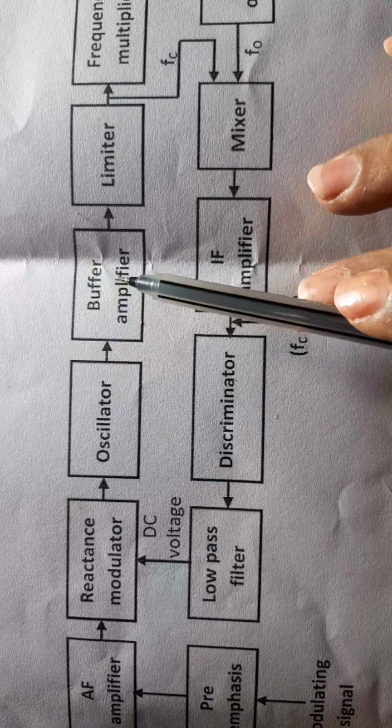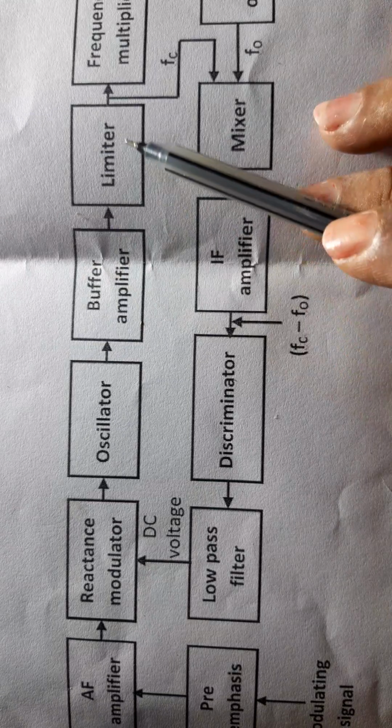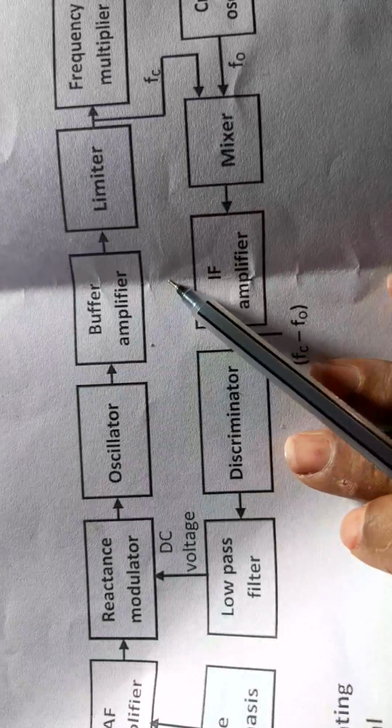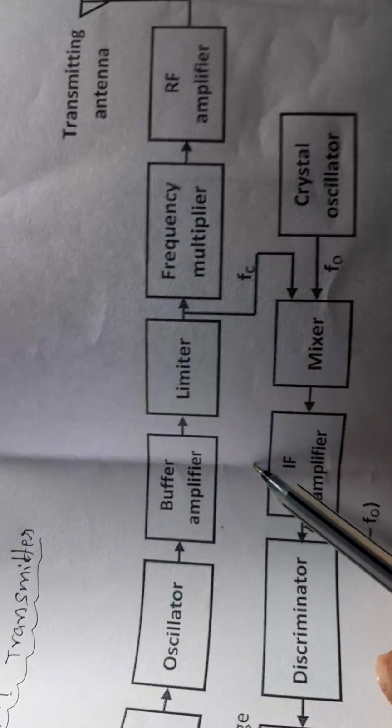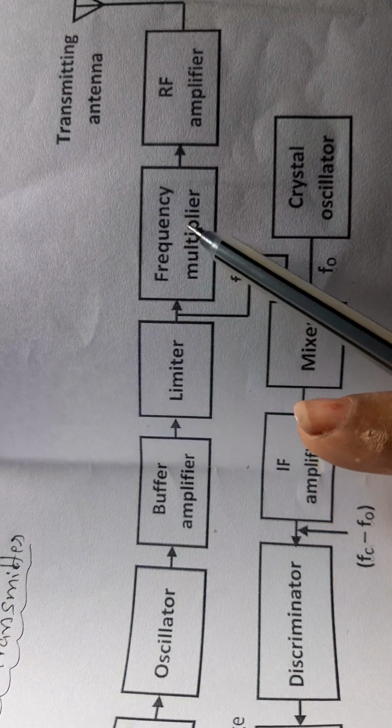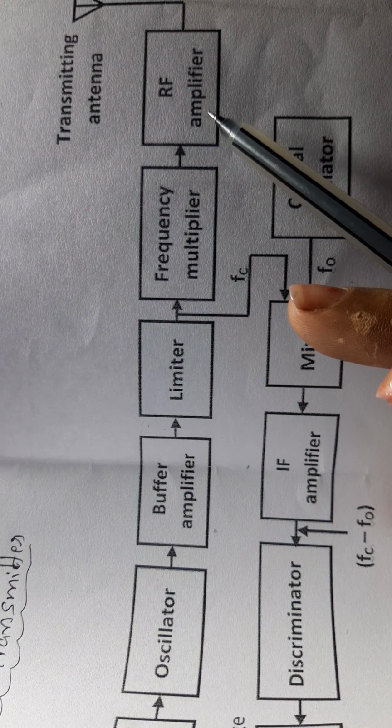I will explain what it does. Next, limiter, frequency multiplier, and after that RF amplifier.